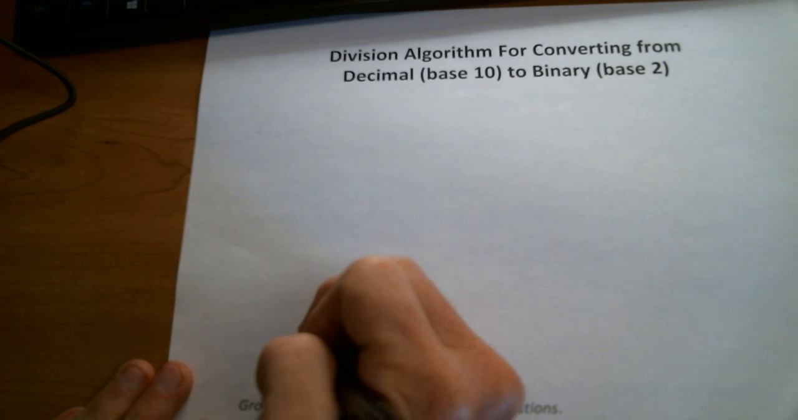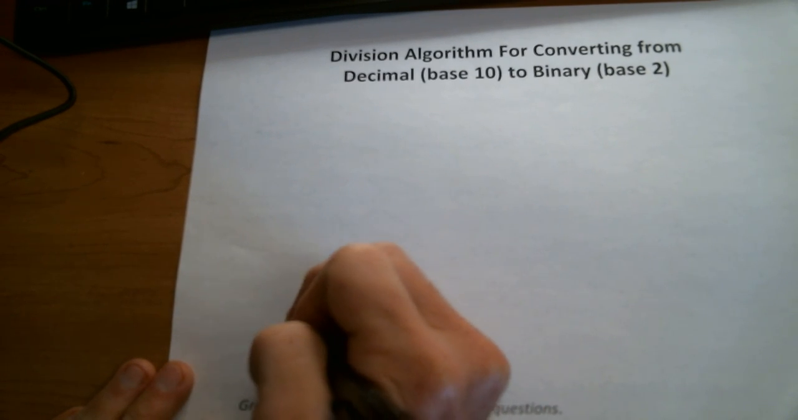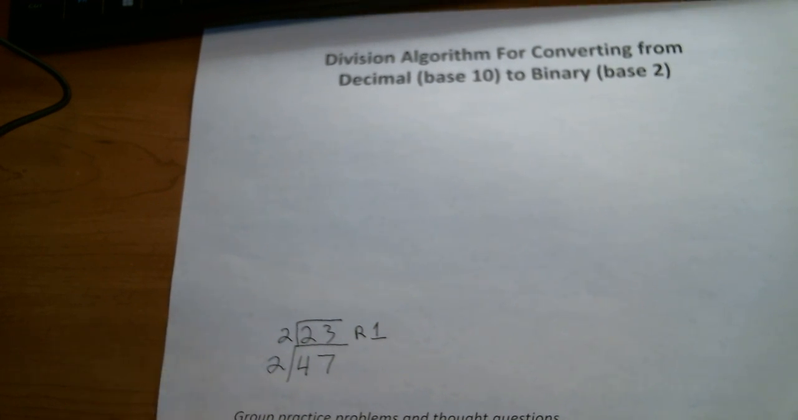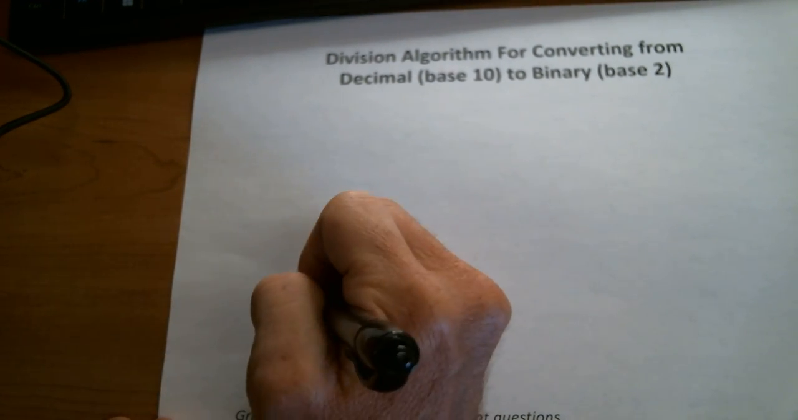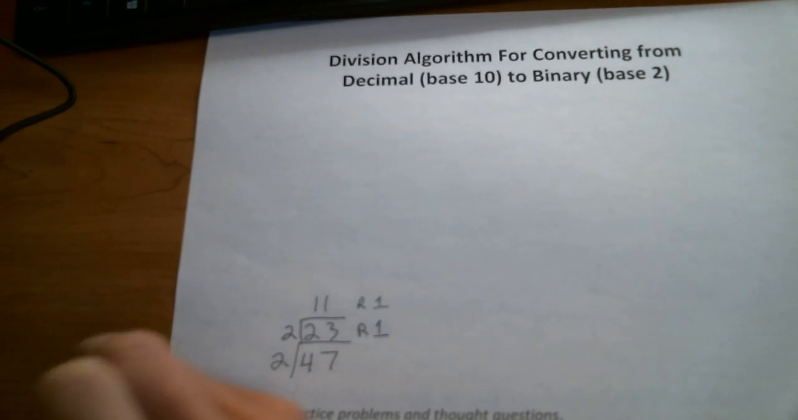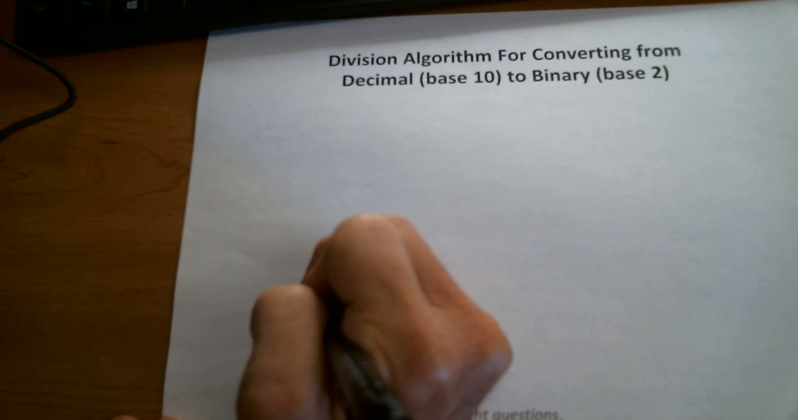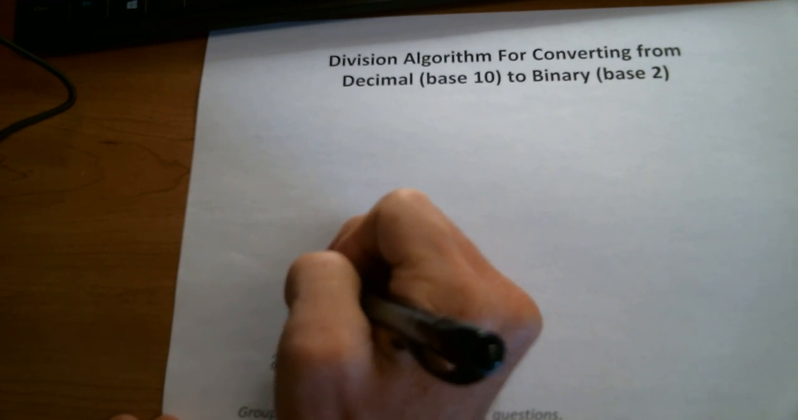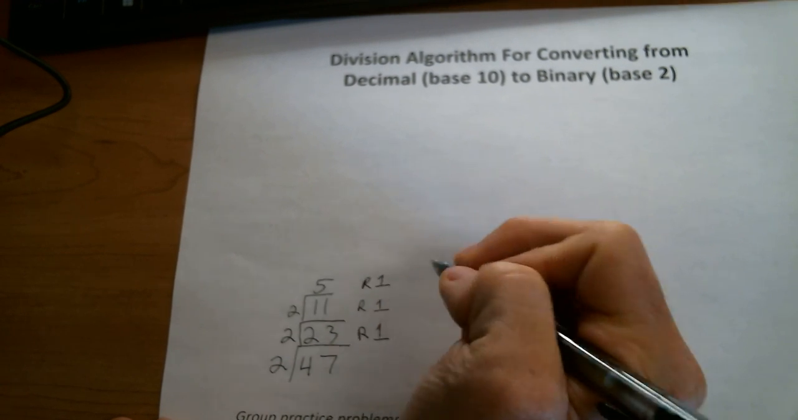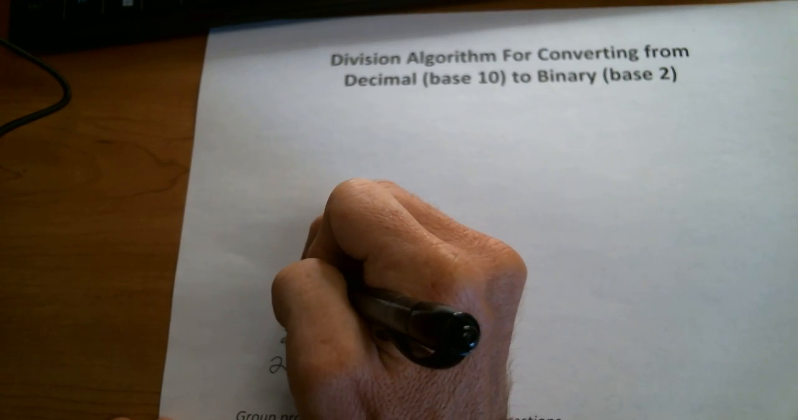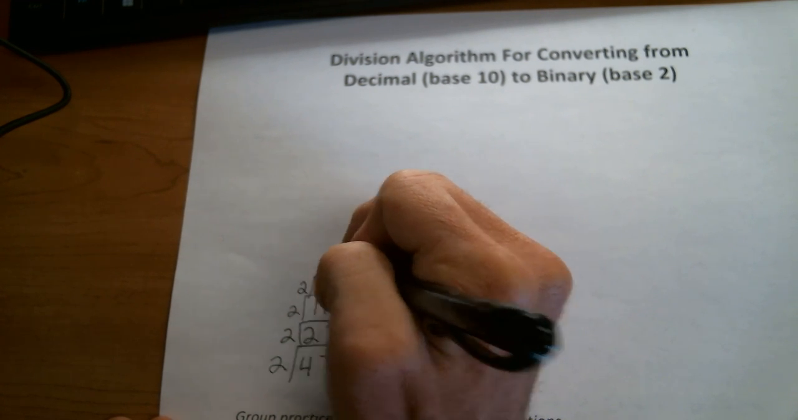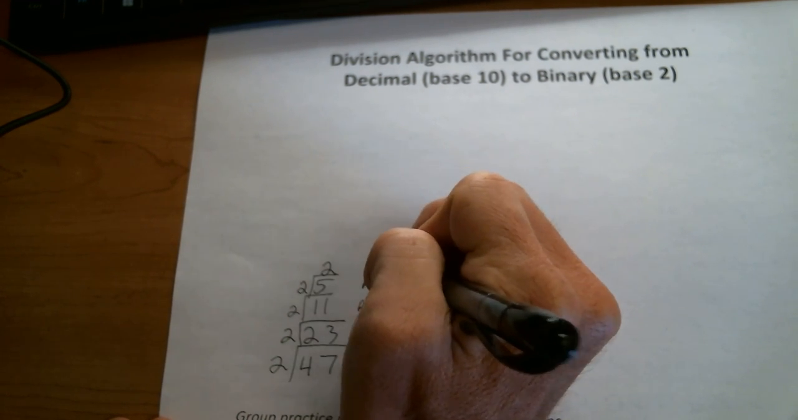Now, we start going up and we keep doing this over and over again. What's 23 divided by 2? That's 11 with a remainder of 1. What's 11 divided by 2? That is 5 with a remainder of 1. What's 5 divided by 2? That's 2 with a remainder of 1.